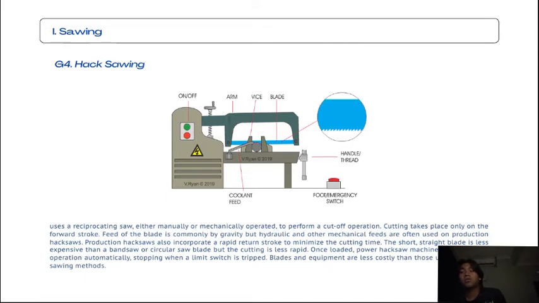The short straight blade is less expensive than a band saw or circular saw blade, but the cutting is less rapid. Some low-power hacksaw machines complete the operation automatically, stopping when a limit switch is tripped. Blade and equipment are less costly than those used with other sawing methods.